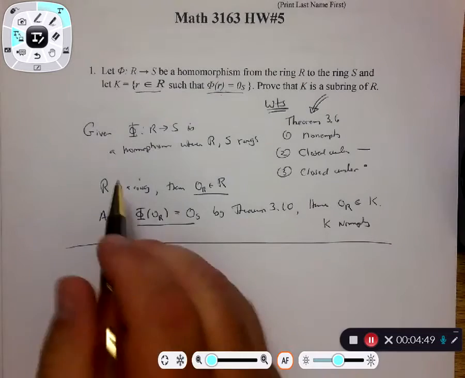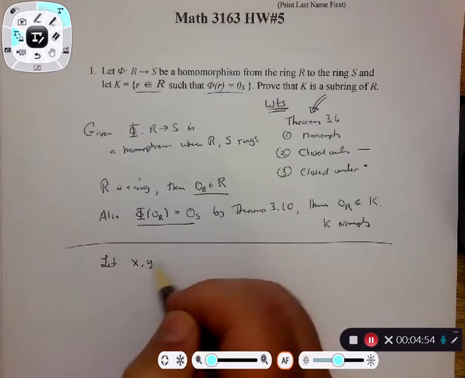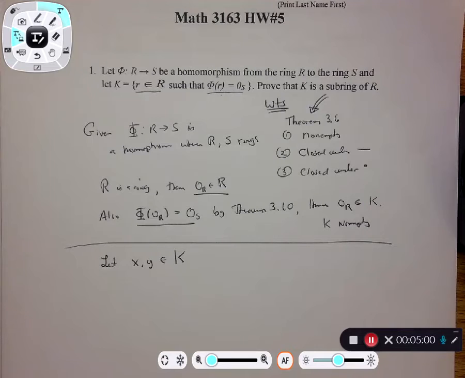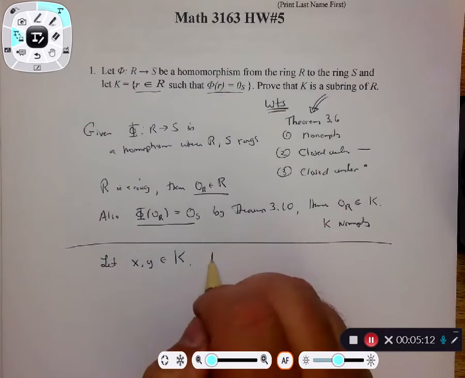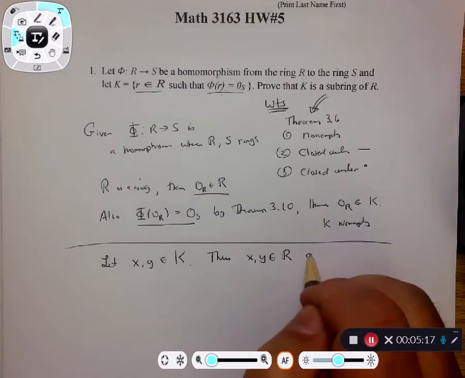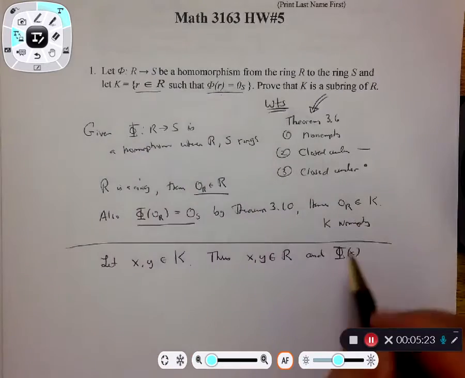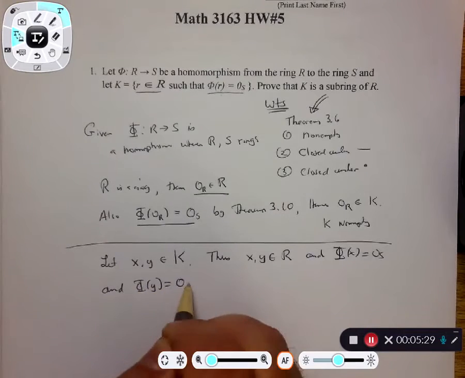So, to show closure under subtraction, you've got to give yourself two guys. You start with let, pick your favorite guys. I like x and y. Let them be elements of K. Since we've proven in the first part it's non-empty, I get for free that there have to be some elements there. Let's call them x and y. What does that mean? You state immediately, based upon your set notation, what it means to be inside of K. Thus, x and y are elements of R, and they have the property that when I take phi of x, I get 0 in S, and phi of y, I get 0 in S.